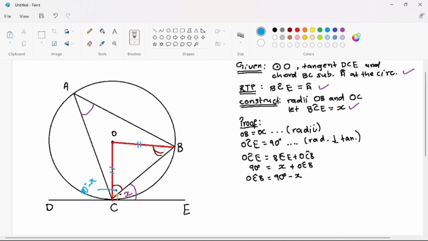So what does that mean? It simply means that this angle is also 90 minus x. So if there's any question, guys, please don't hesitate to post it on our comment section below.